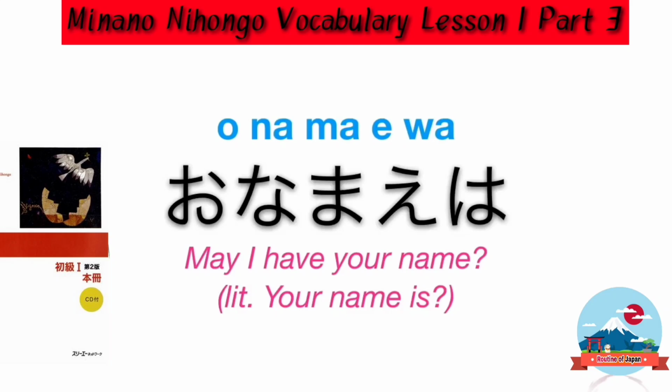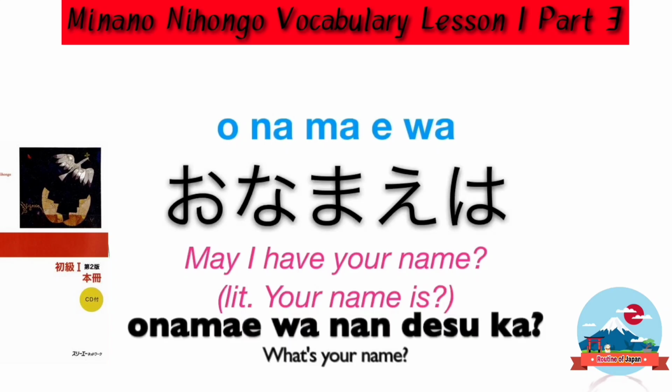Onamae wa? So the translation is, may I have your name? But this literally means, your name is? With a rising intonation. This is a casual or informal way of asking someone's name. Namae is the Japanese for name, and the prefix o makes it more polite. But if you are in a formal setting, it is best to say onamae wa nan desu ka, which means what's your name?